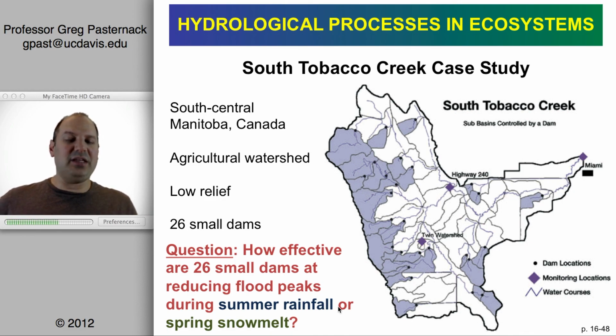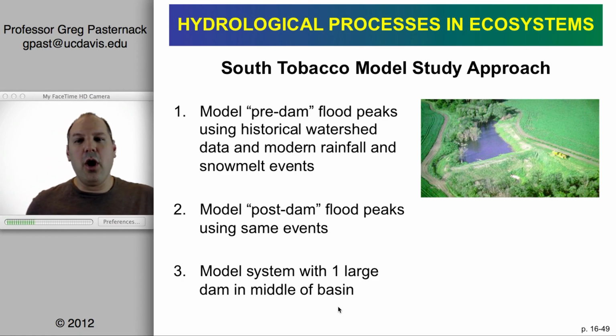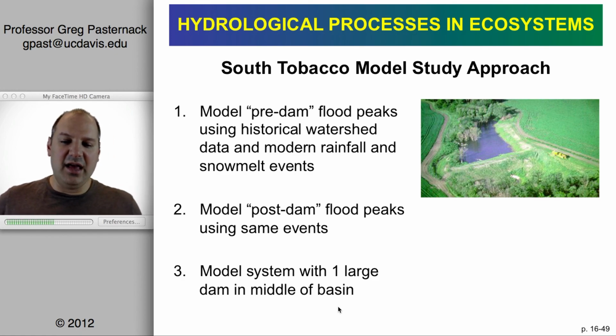And I think what this example is going to show you, without a particular validation, but in more of an exploratory mode, is how a model is very useful at giving you an idea of actual numbers for what the benefits or lack of benefits are. So we're going to model the pre-dam flood peaks with HEC-HMS using historical watershed data. Then we're going to model the post-dam peaks and see what the differences are.